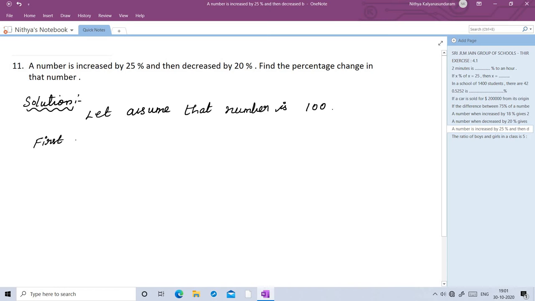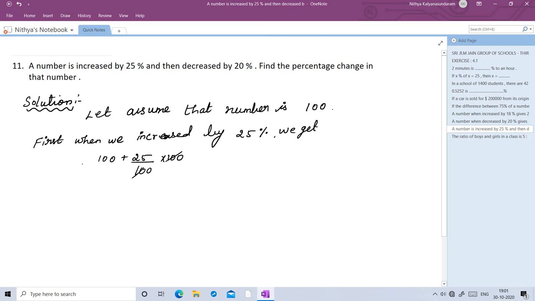First, when we increased by 25%, we get, so if 25% increased means from that number, 100 plus 25 by 100 into 100. So 100 we can cancel. So 100 plus 25 is 125. So the increased percentage is 125.